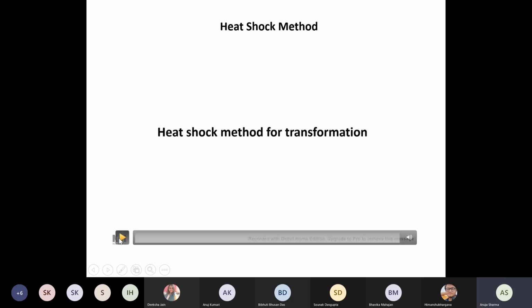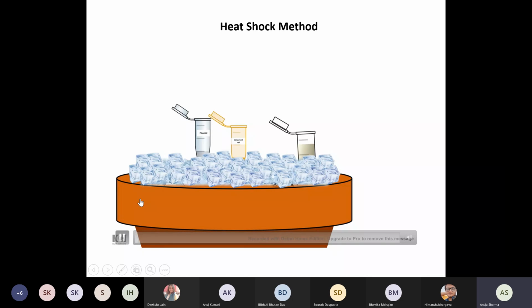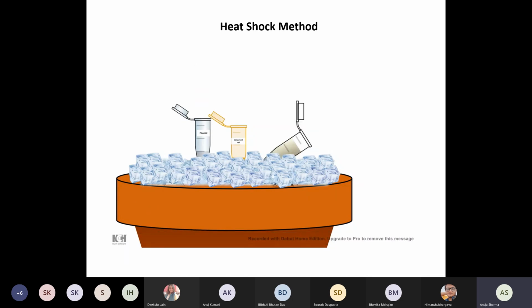This video will explain briefly the heat shock and electroporation methods of transformation. Transformation is taking the plasmid, which has your gene of interest, and adding that to a new tube. Then we add competent cells. In most cases, the competent cell line is DH5 alpha, and there are many other competent cell lines which are capable of taking up or incorporating the plasmid.